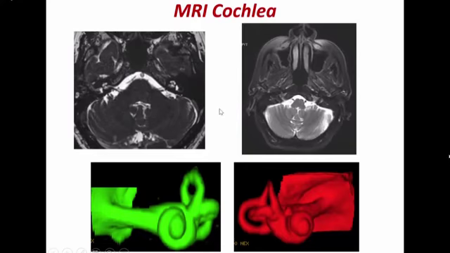So usually we do it as a package in our institution, wherein the child will be sedated and we do an MRI cochlea and we do a CT cochlea together. The CT will depict multiple minute details of the osseous structures, whereas MRI will demonstrate the fluid-filled spaces and the vestibulocochlear nerve.